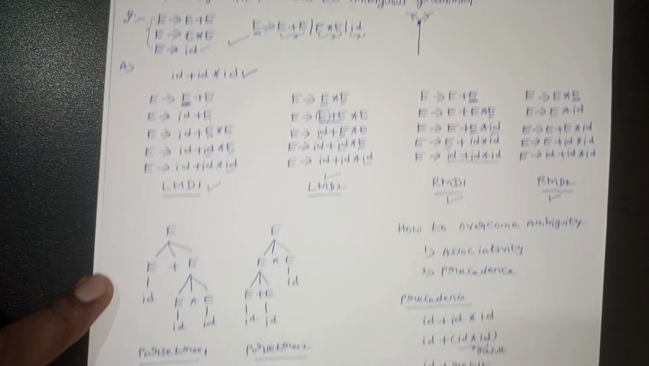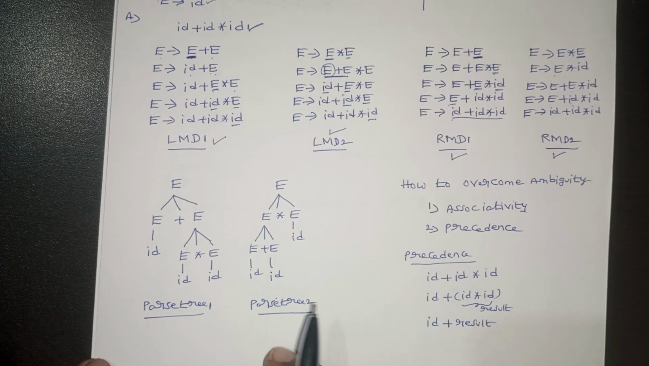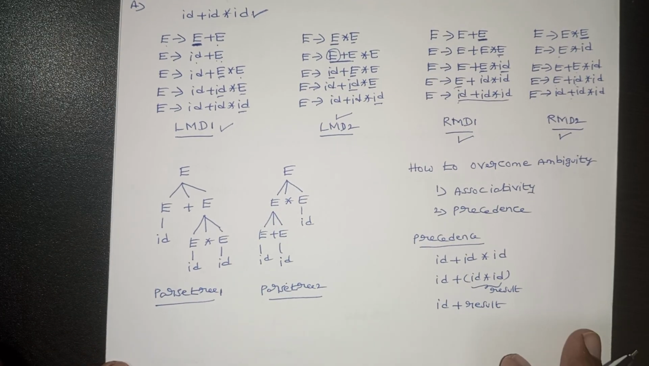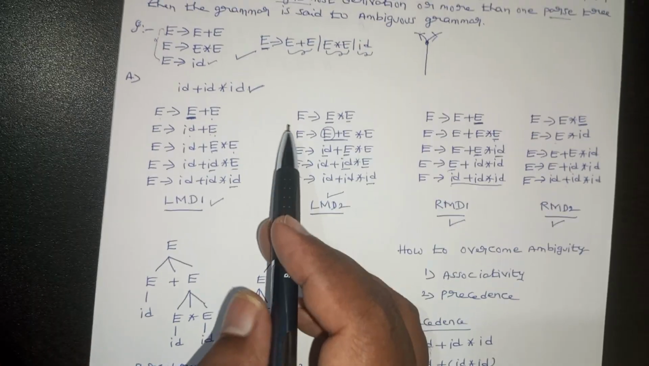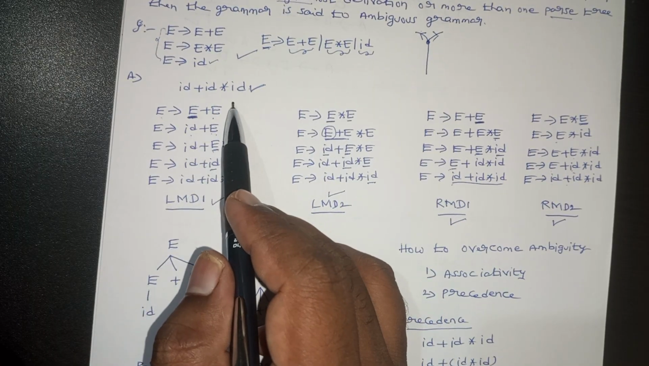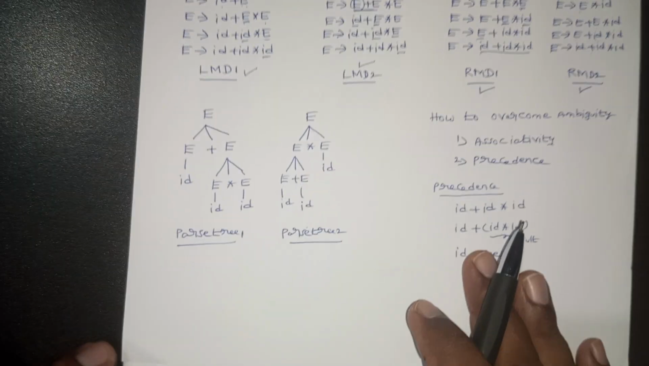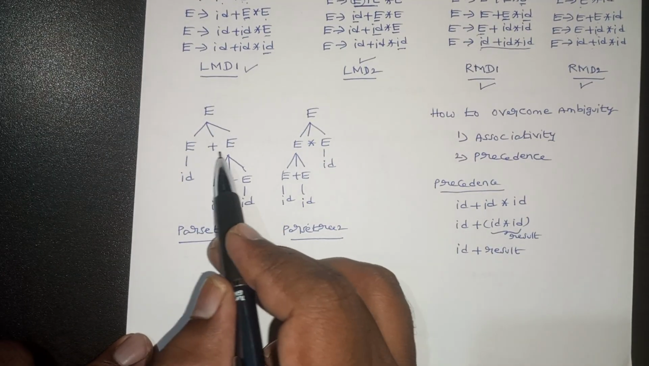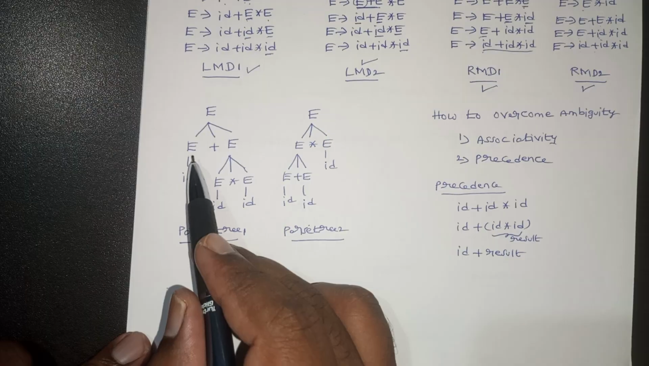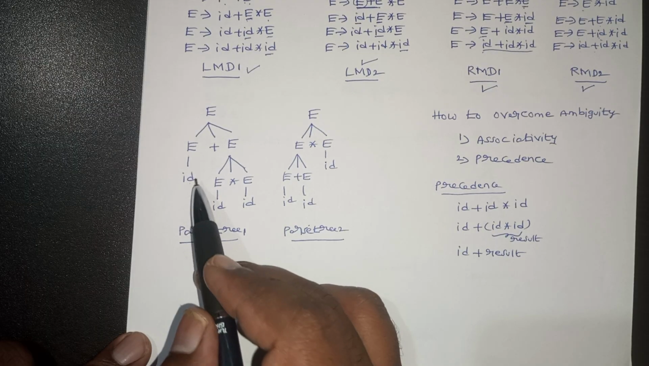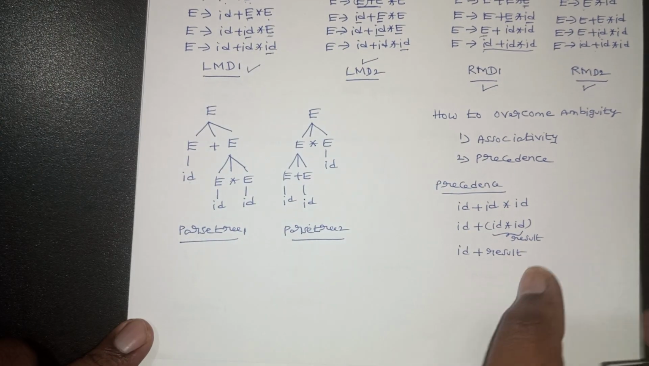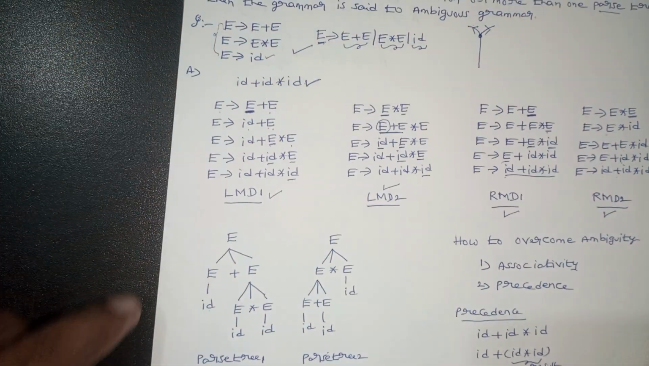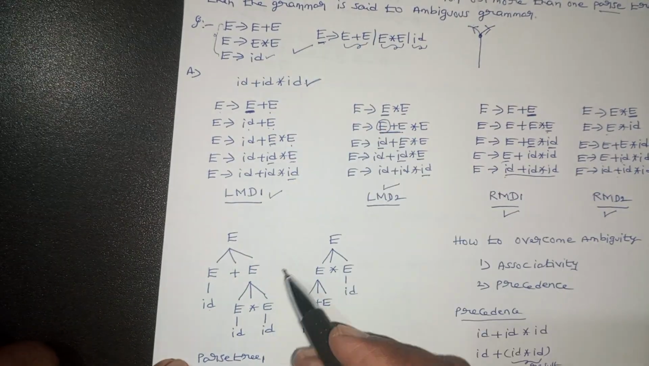Now we'll check for the parse trees. So what is a parse tree? Nothing but a syntax tree, like trees in data structures. I'm writing for the same string, ID plus ID star ID. Now we'll see here. So E tends to E plus E. Then what will happen? E tends to ID. I am taking the grammar. So using this grammar, I am drawing the parse tree.